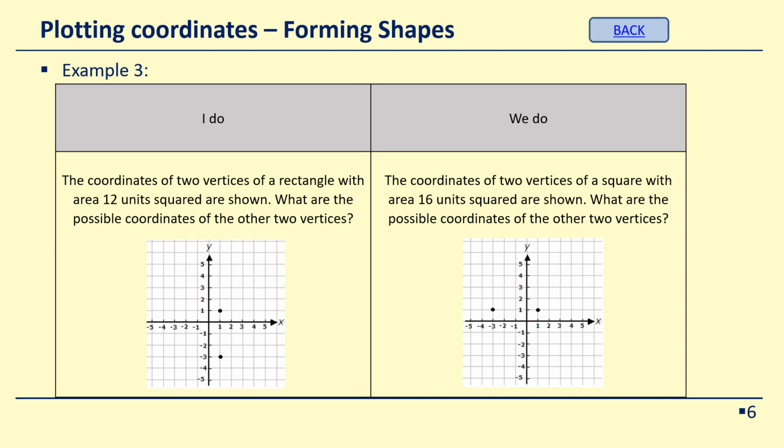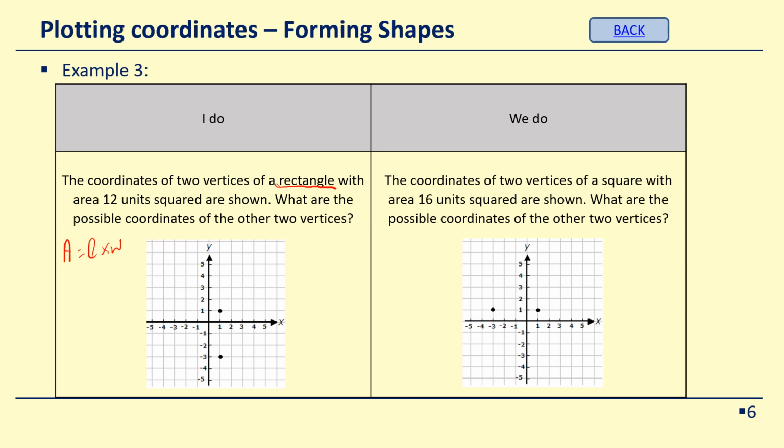Next, I do the coordinates of 2 vertices of a rectangle with area 12. So you need to know properties of a rectangle. You need to know area. Area equals length times width. Okay, so using your maths, use negative numbers or just count the squares.